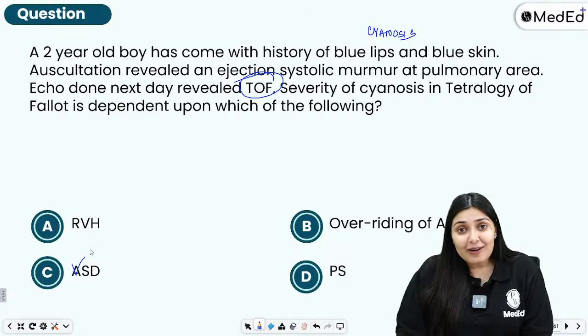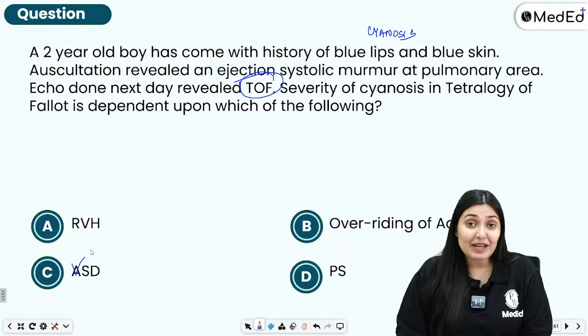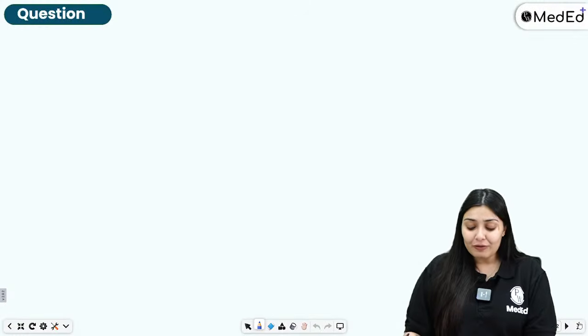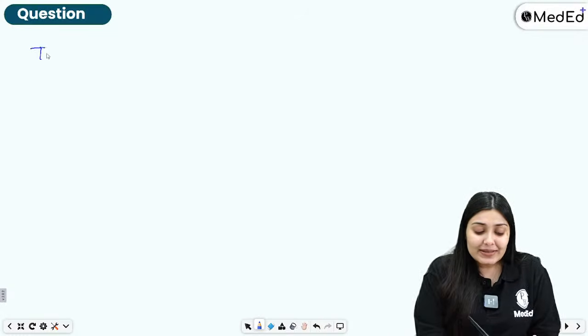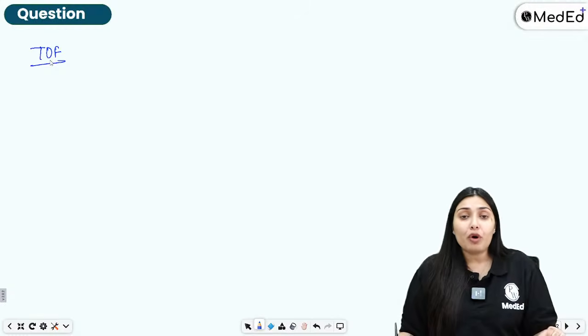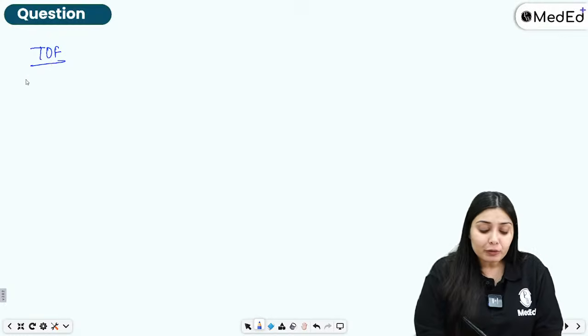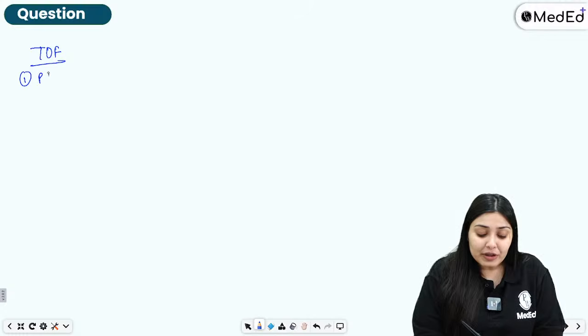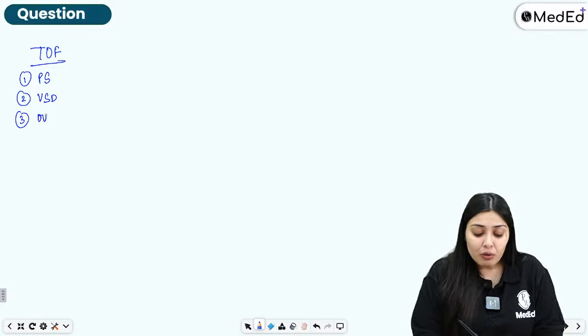To come to the conclusion, let's understand this very favorite congenital heart disease of INI people, that is tetralogy of Fallot. The name itself has tetralogy, tetrad. There are four problems in the heart. What are these four problems? We have pulmonary stenosis, ventricular septal defect, overriding of aorta, and right ventricular hypertrophy.